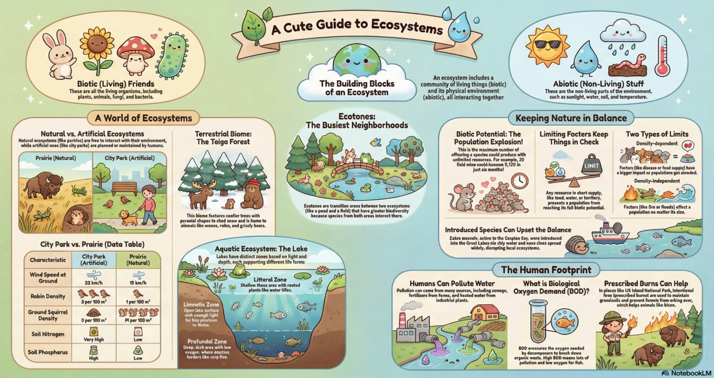But all of this life is, of course, governed by limits. No population just grows forever. Even if it has a massive biotic potential, that's the theoretical maximum number of offspring it could produce. Our sources have this wild example of a fern. It can produce over 50,000 spores a year. If they all survived, we'd be swimming in ferns. Which brings us to maybe the most critical concept in ecology, carrying capacity.